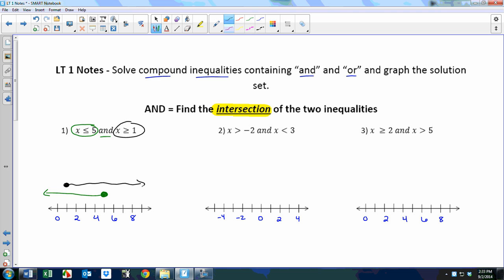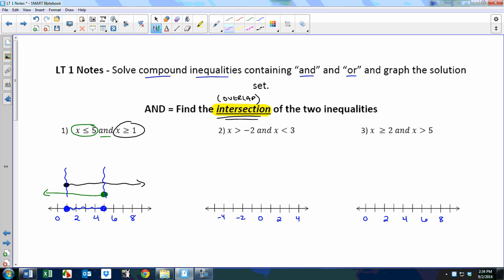Solid circle at 1, shade to the right. We're going to look at where they intersect or overlap. What are the numbers that work for both of the two individual solutions? Well, anything bigger than 1, they overlap starting at 1 and going to 5. So starting at 1 and including 1 all the way to 5, shade in between.